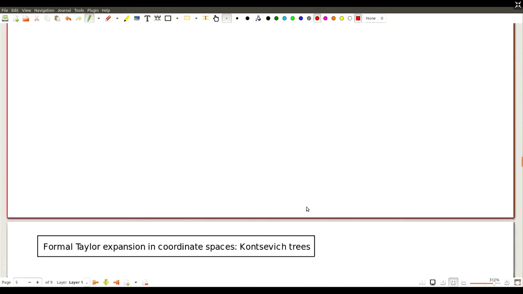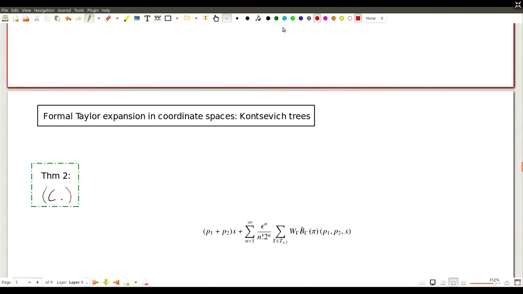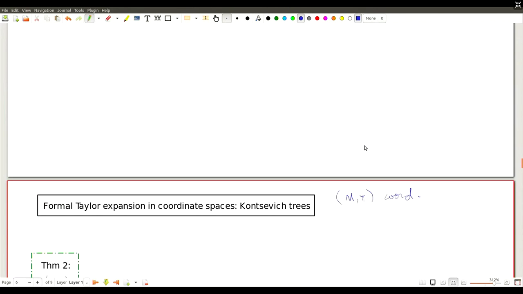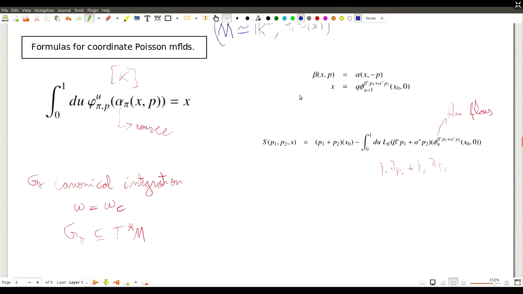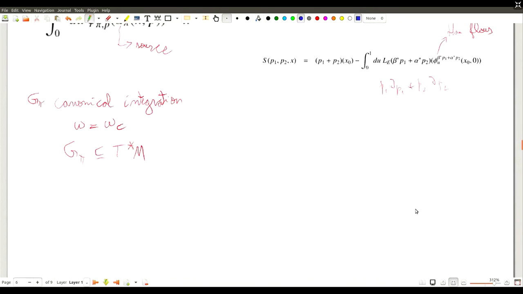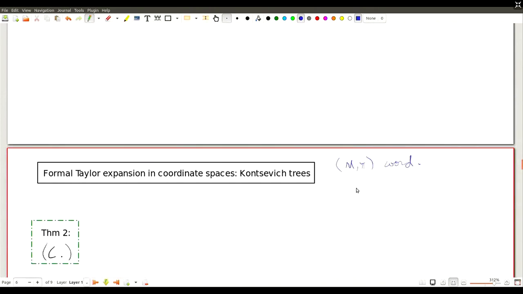So what is the second result? The second result says the following. We are on this coordinate space of some manifold. And from these formulas that I just showed, it's very clear that the whole structure fits into a smooth family that accompanies t times pi, for t in [0, 1].